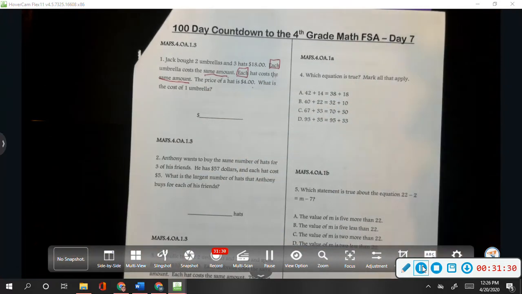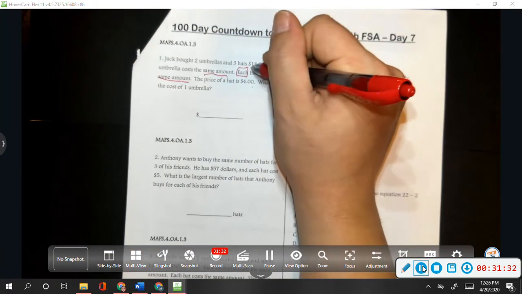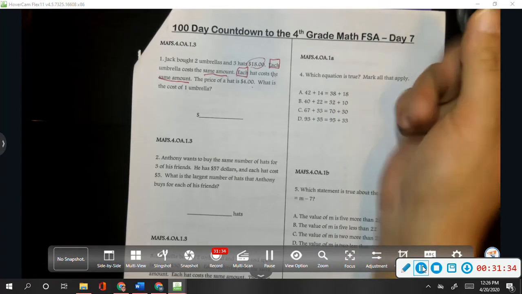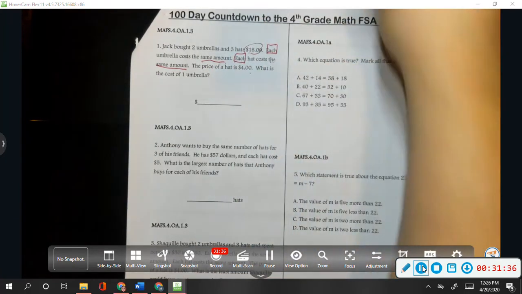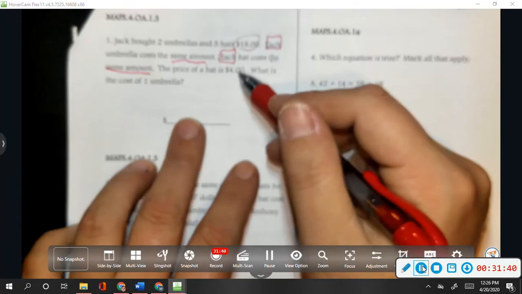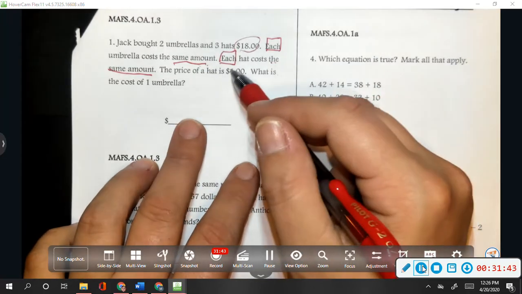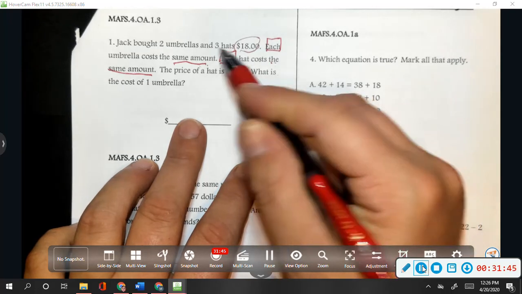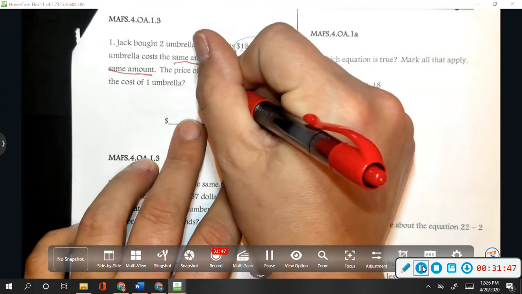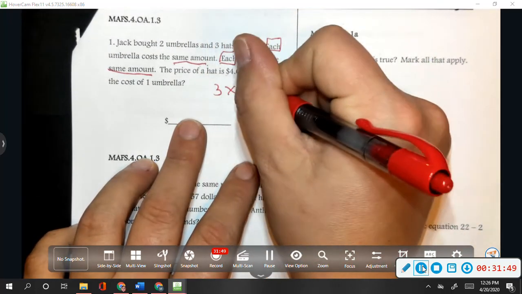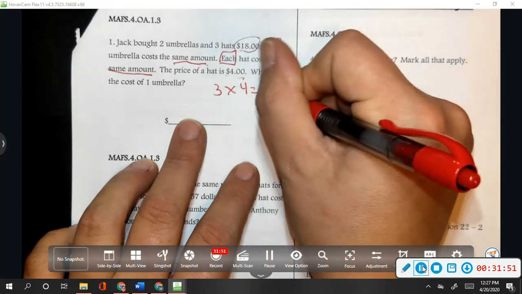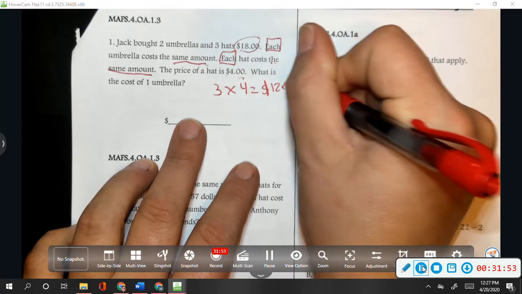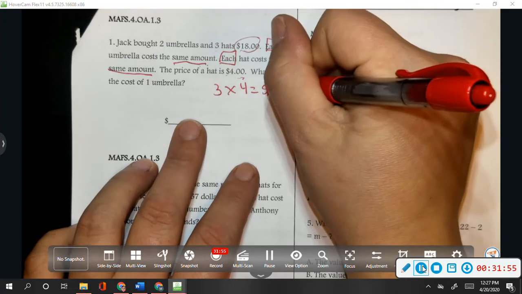So altogether, he spent $18. We can probably figure out how much of that 18 was in hats, because we do have the value for the hats. So if he bought 3 hats, and each hat cost $4, we multiply, so he spent a total of $12 on the hats.